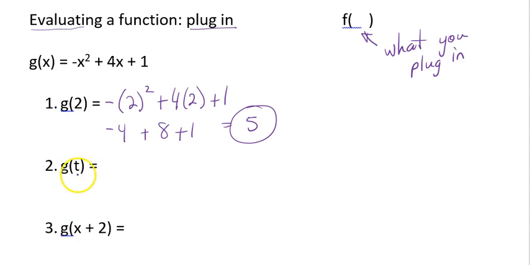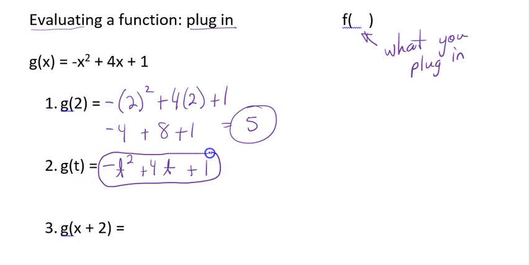Okay, in example 2, we have a t inside there. So sometimes they're going to give you things that are not numbers, and in this case, I'm just going to plug in t. So everywhere I have an x, I'm going to put a t. So this is going to become negative t squared plus 4 times t plus 1. And in this case, since I had a variable in there, this is actually my answer. Okay, and you don't have to do anything else to it. It is that simple.